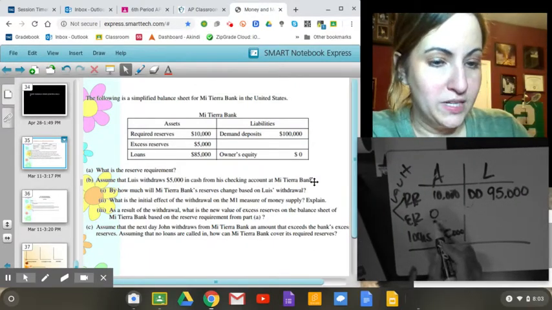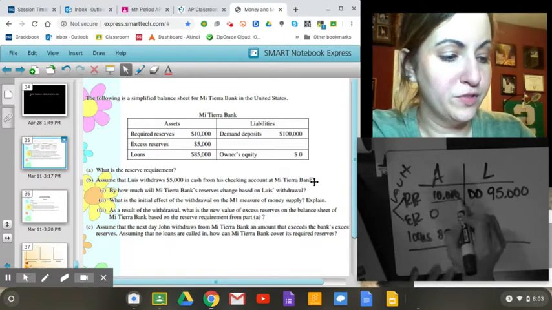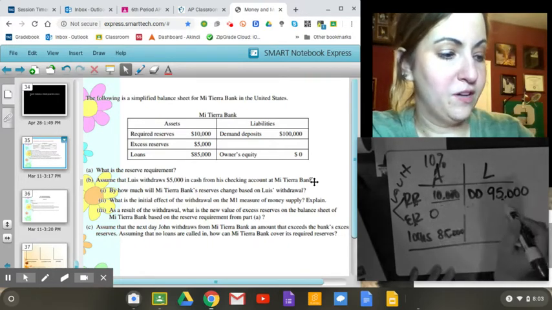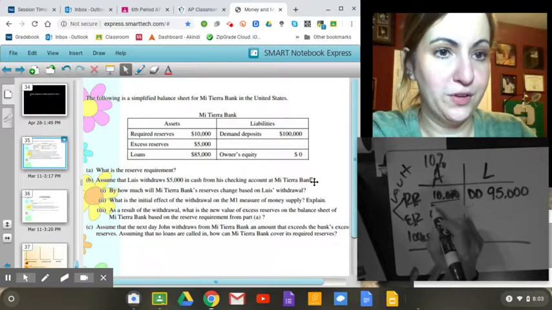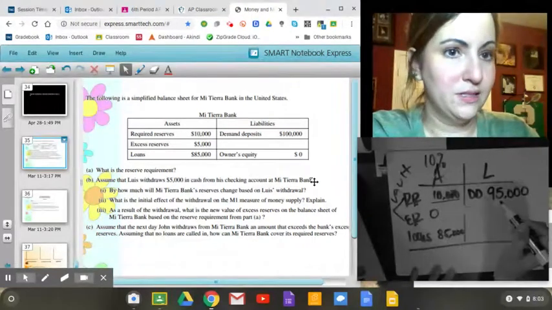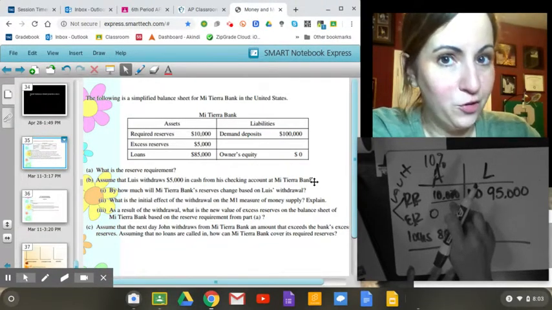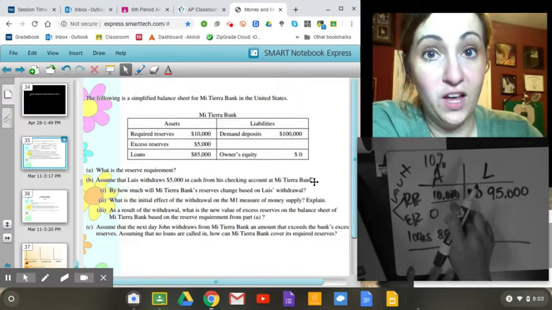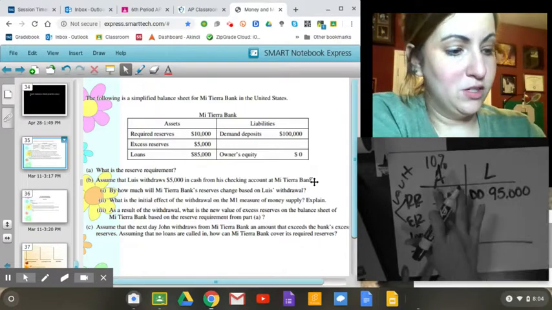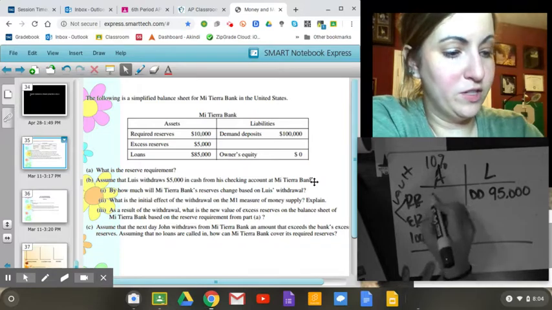Don't be so quick to say 0, because if you remember, our required reserves is 10%. We figured that out on part A. 10% of this number needs to be in required reserves. Well, 10% of 95,000 is not 10,000, it's 9,500. So of this 10,000, only 9,500 of it needs to be kept in the vault. The other amount can be freed up and be loaned out. And so I only need to keep 10% of this number in here, which is 9,500.